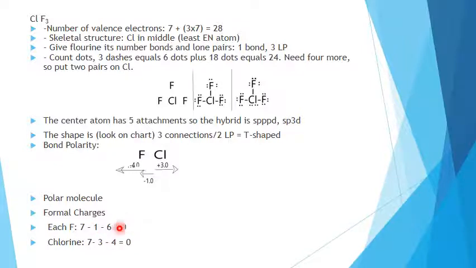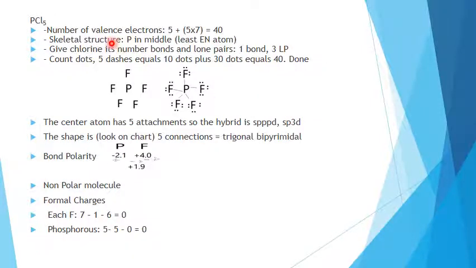The formal charge of each fluorine is 7 minus 1 bond minus 6 lone pair electrons, which is 0. The chlorine has 7 valence electrons, 3 bonds, and 4 lone pair electrons, so 0. Okay, so if you sum up the formal charges, 0, 0. Now this has only one structure that you could draw, that I asked you to draw. Maybe there could have been others, but I just asked you to do this one. And so this is the only structure. So we're all done.